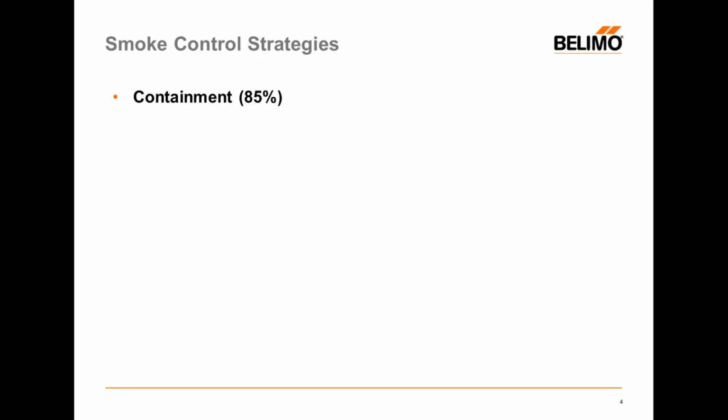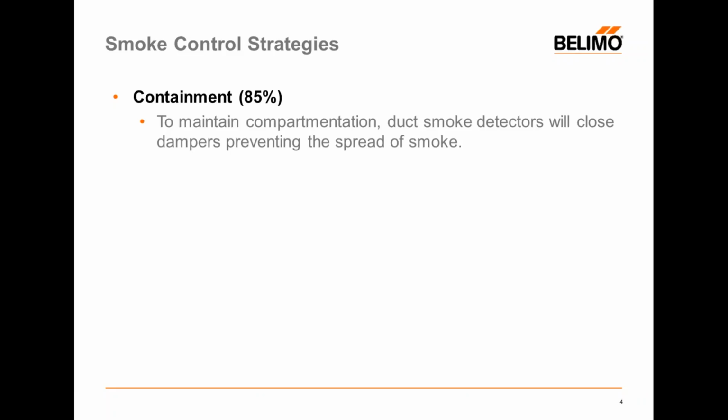So the two most common smoke control strategies are containment, which is about 85% of the market, and its intention is to maintain compartmentation. Duct detectors or heat detectors will close dampers to prevent smoke from migrating from one room to the other or into different parts of the building.